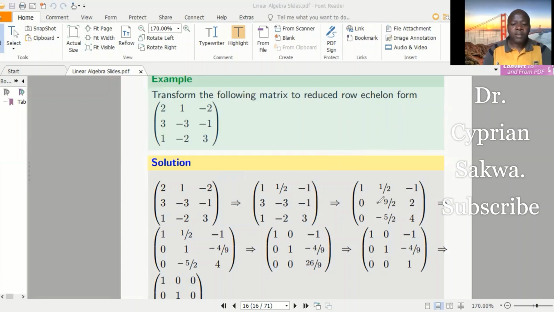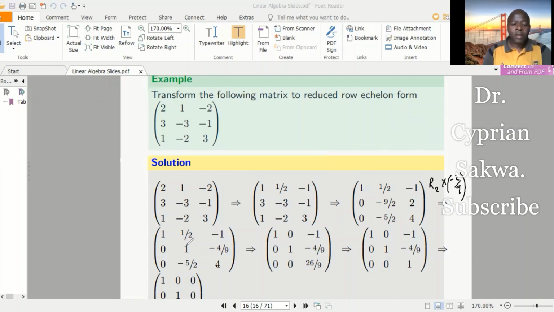Now I come to this leading entry here. Make it 1. How do I make it 1? By multiplying row 2 times negative 2 over 9. So the entire row 2 multiplied by negative 2 over 9 gives me 1 here and negative 4 over 9 here. So the other rows, I've left them the way they are. I've only changed this row because I wanted this one to be 1.